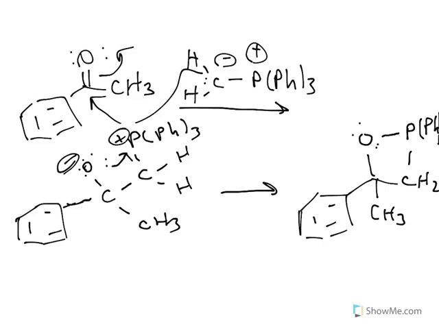So oxygen loves making bonds with phosphorus. Why not have another one? The way we're going to do that is by this arrow push here, where we're going to make a phosphorus-oxygen double bond. And then phosphorus is just going to take off with the oxygen, and leave behind a carbon-carbon double bond.